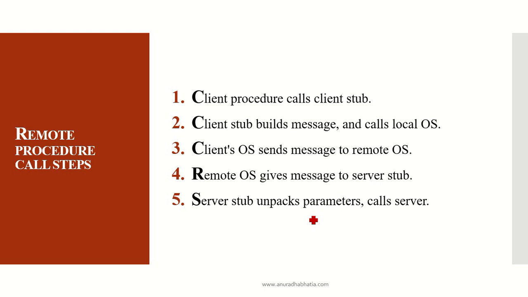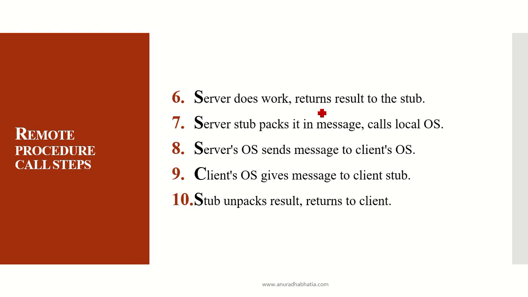The server stub unpacks the parameters and calls the server. The server does the work and returns the result to the stub; the local stub of the server also comes into the picture. The server stub packs it into a message and calls the local OS of the server. The server OS sends the message to the client OS, and the client OS gives the message to the client stub. The stub unpacks the result and returns it to the client. These are the steps which were explained in the information flow of RPC, and this is how the steps have to be listed, so it has been put here.